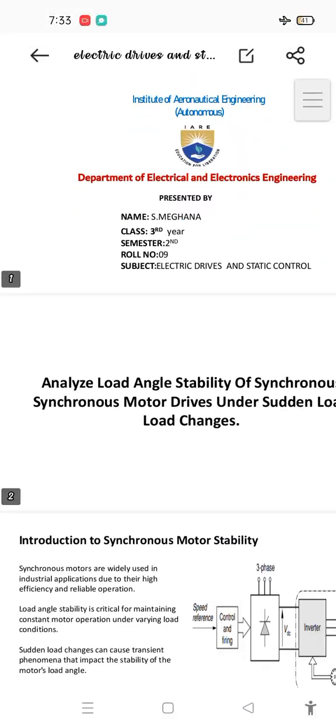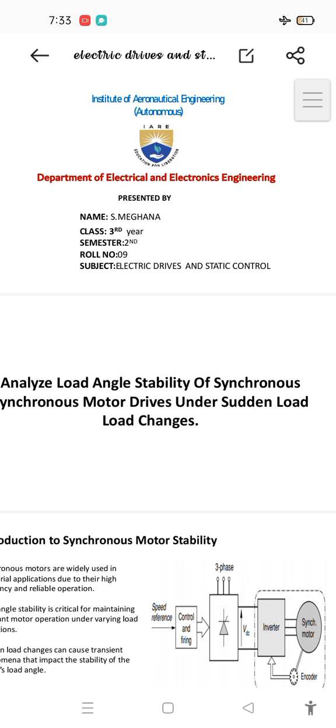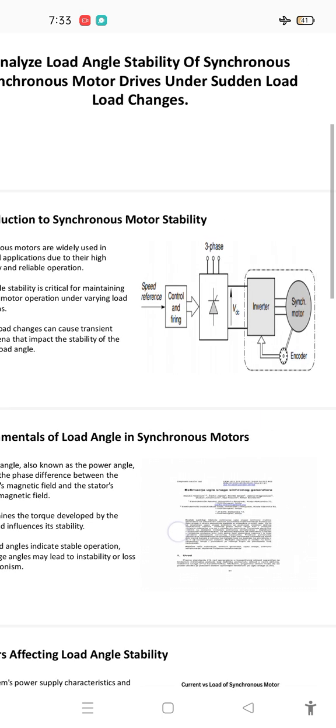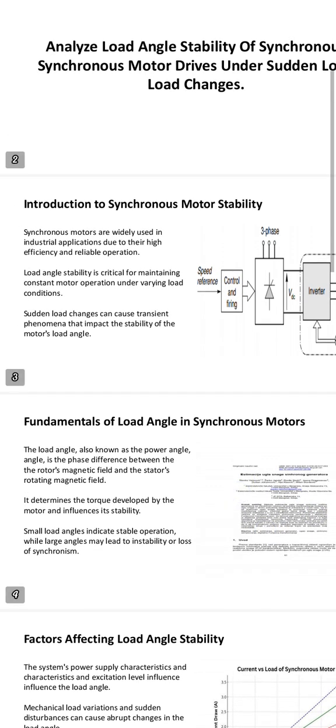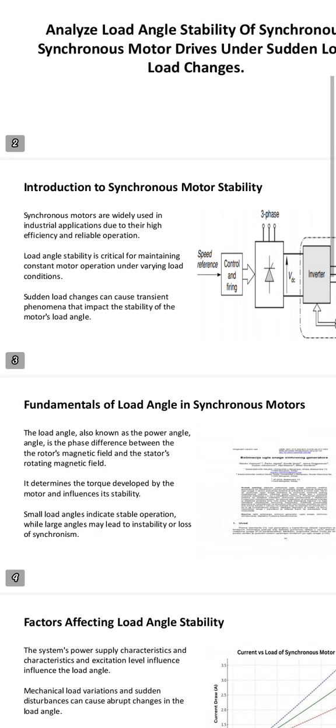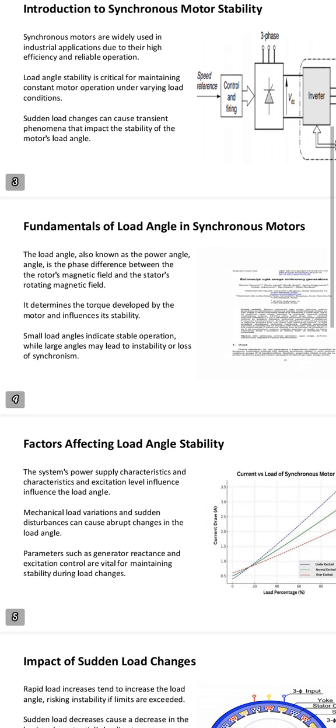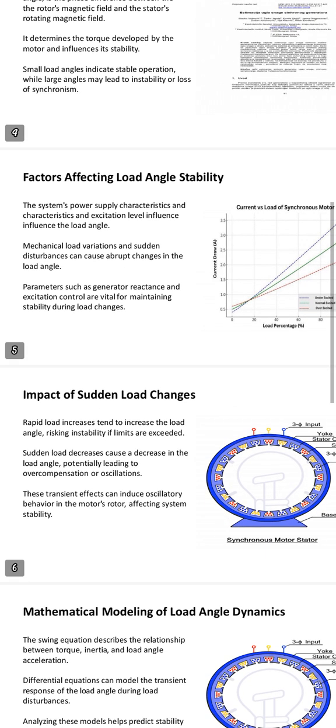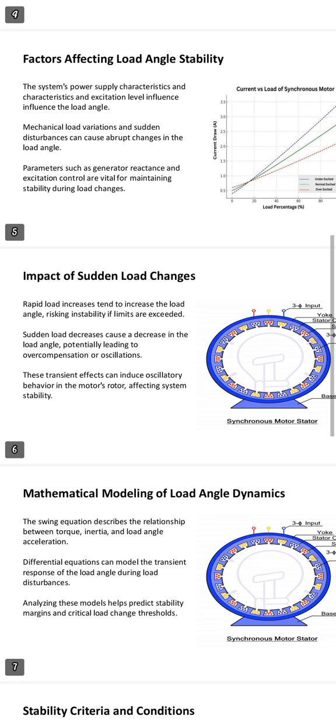This we discussed about analyzing load angle stability of synchronous motor drives under sudden load changes. Here we saw the introduction and fundamentals of load angle in synchronous motor, factors affecting load angle stability and impact of sudden load changes. When the synchronous motor has the impact of sudden load changes, then rapid load increases tend to increase load angle, risking instability.